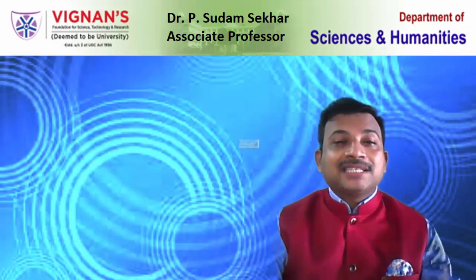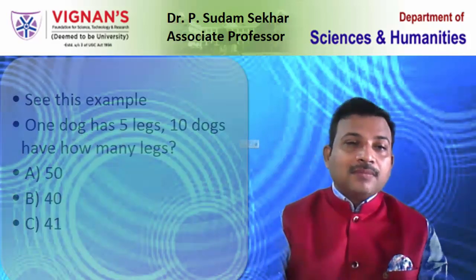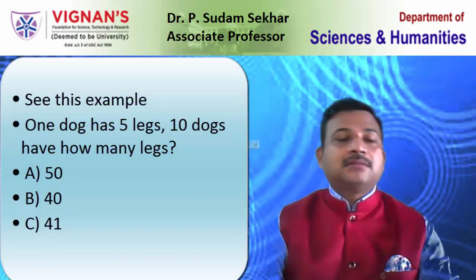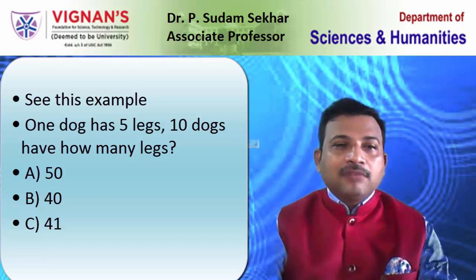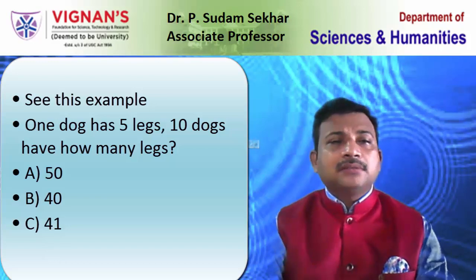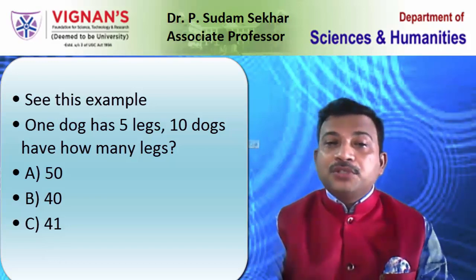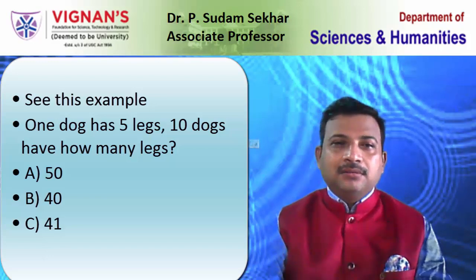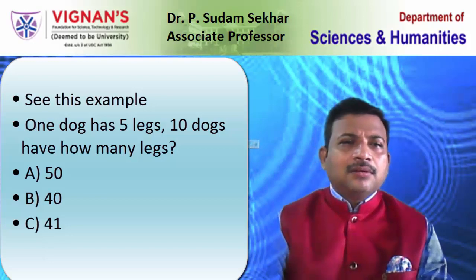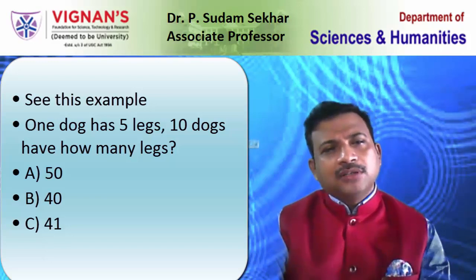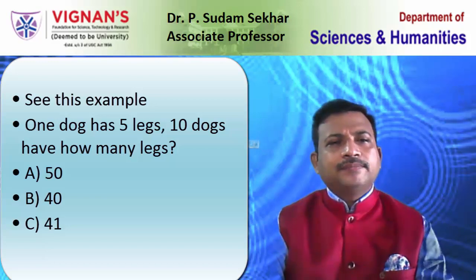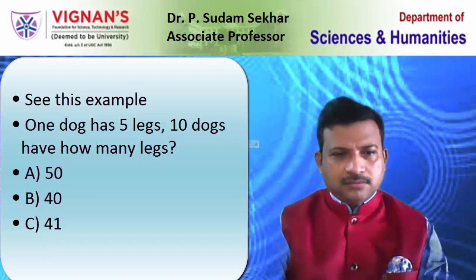See, I will give you a very nice example. 1 dog has 5 legs. 10 dogs have how many legs? What do you say? Very simple. 1 dog has 5 legs, 10 dogs have 50 legs. Simple multiplication. But some people feel differently. 1 dog doesn't have 5 legs. 1 dog naturally has 4 legs only, so why should it be 5 legs? No, the answer is 40. So the question is wrong. 10 into 4 is 40, the answer.